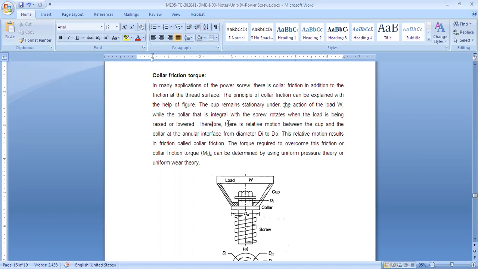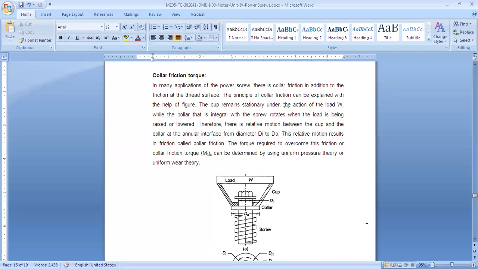So we will use something called a collar in between. The collar will be fixed on the object, whether it is lowering or clamping or whatever is the function. But we will have a collar in front of the screw, and there will be a motion or friction between the collar and the screw. So the object does not have any kind of friction or wear.